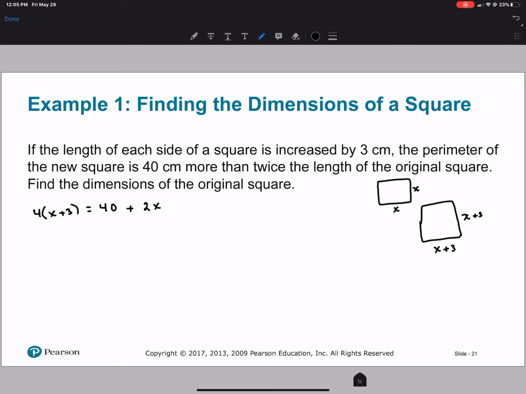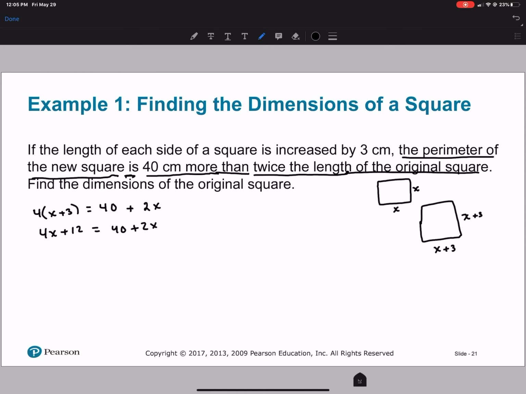Because it says we have the perimeter of the new square is 40 more than twice the length of the original square. All right? So that's how we got it. So now we can go ahead and solve this out. It's going to be 4x plus 12 is equal to 40 plus 2x.